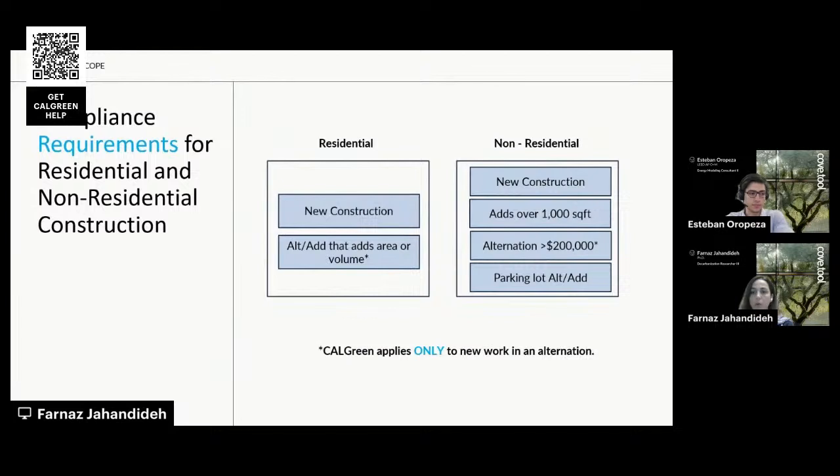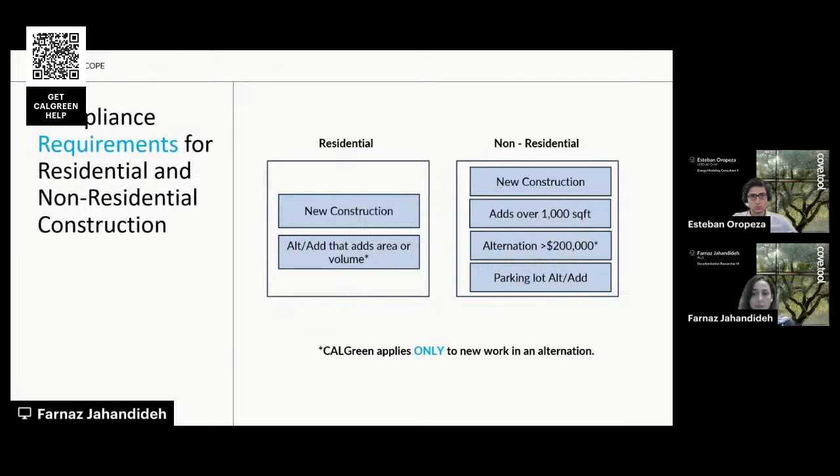All right, so in the residential, basically all new residential construction needs to follow CalGreen. If you are doing alterations and additions that add area or volume, just the new parts need to follow CalGreen, and it doesn't trigger retrofitting. So, for example, old plumbing fixtures will have to be upgraded, but that's not part of CalGreen, just part of the California Water Code.